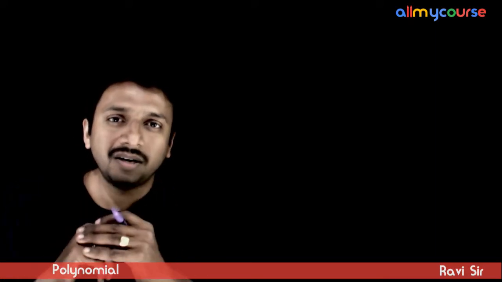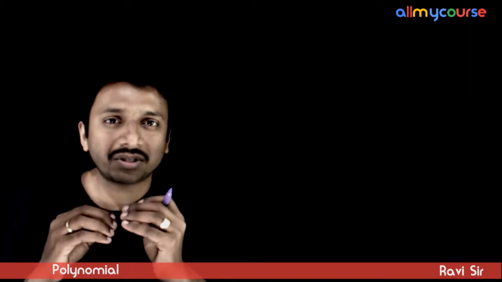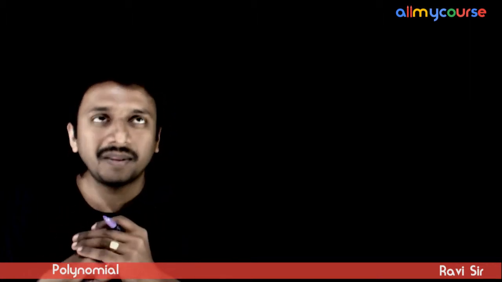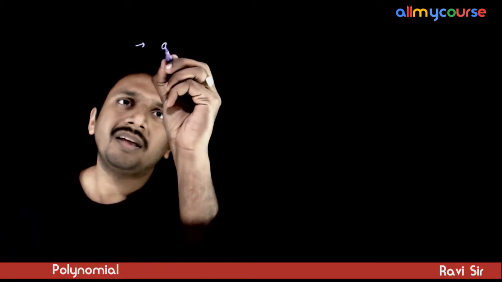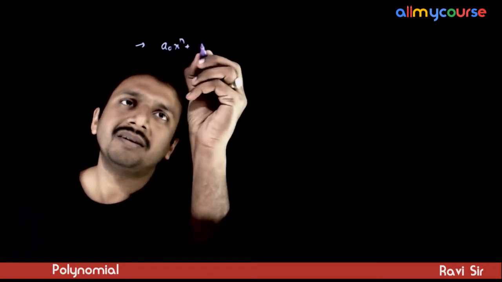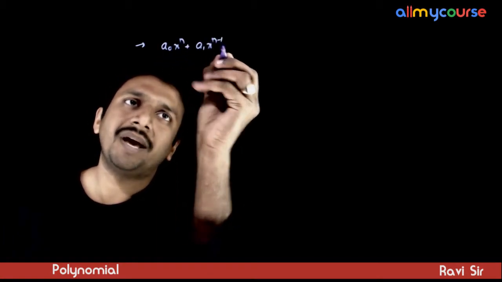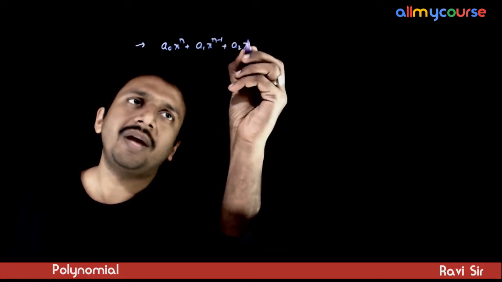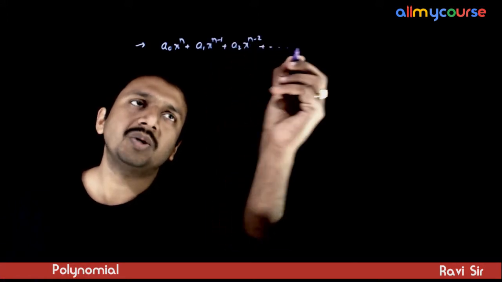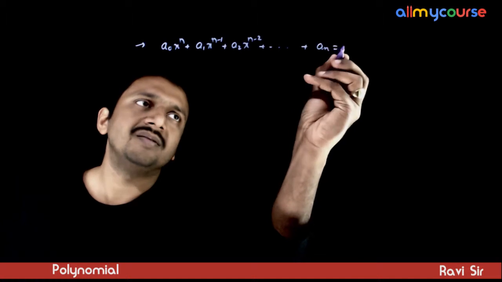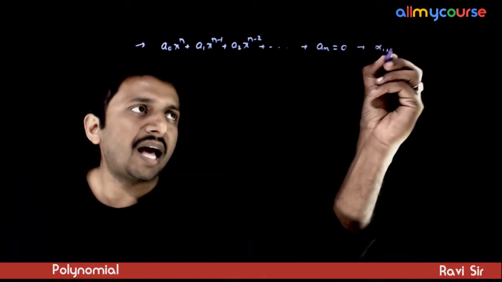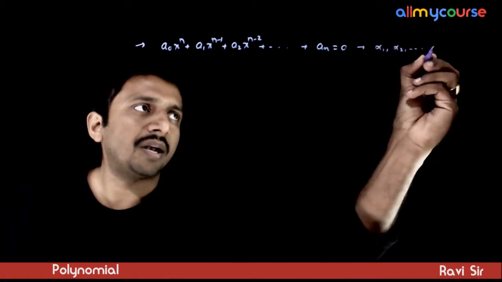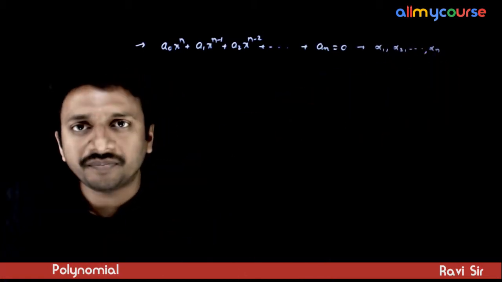So in this video, let us look at a shortcut to increase the roots by a fixed number. For example, if you have a polynomial a0 x^n + a1 x^(n-1) + a2 x^(n-2) + so on up to an = 0, and the roots of this equation are alpha 1, alpha 2, so on up to alpha n.